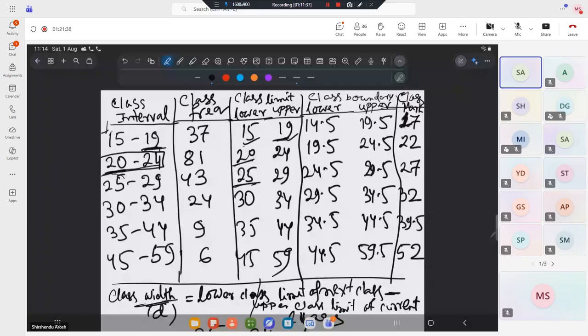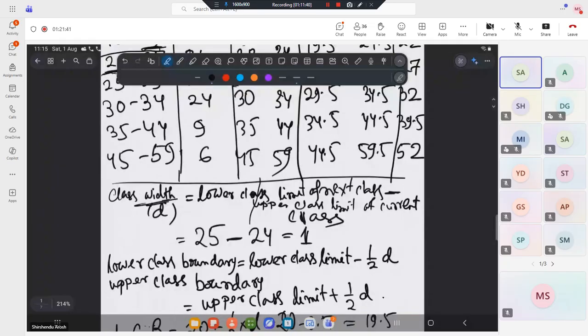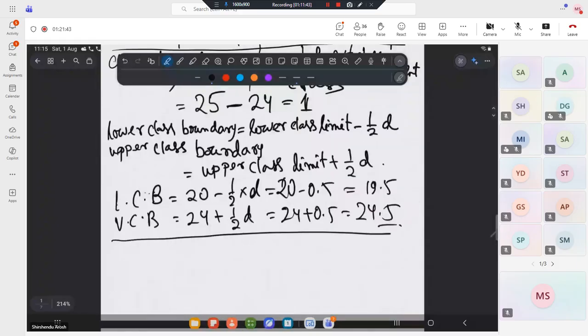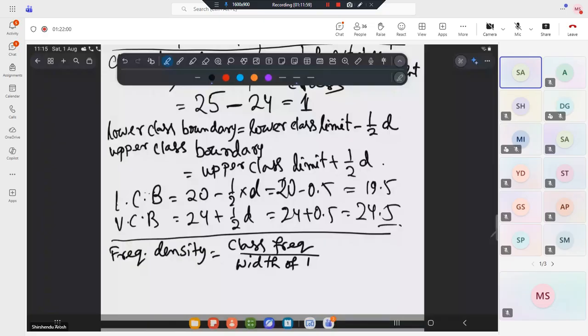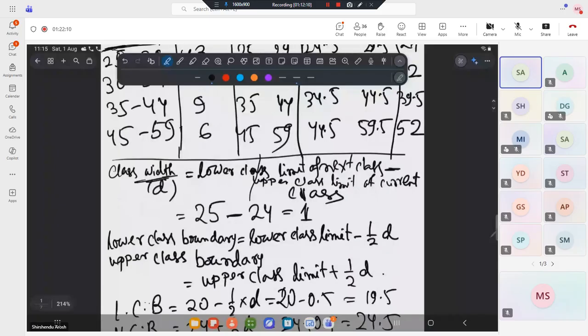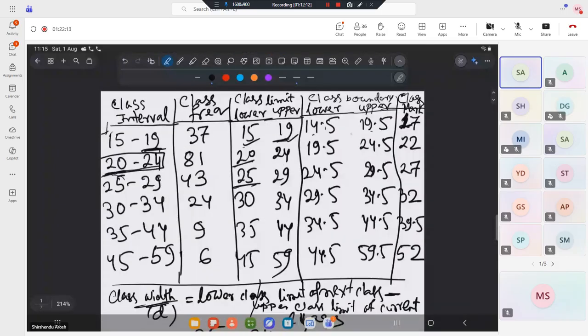A few more numbers I should define. That is something called frequency density. Frequency density is the class frequency divided by the width of the class. Now the confusion sometimes is this: the width of the class is not the class width. Width of the class is nothing but the difference between the class boundaries. If you see these class boundaries, the difference between them is the width of the class.